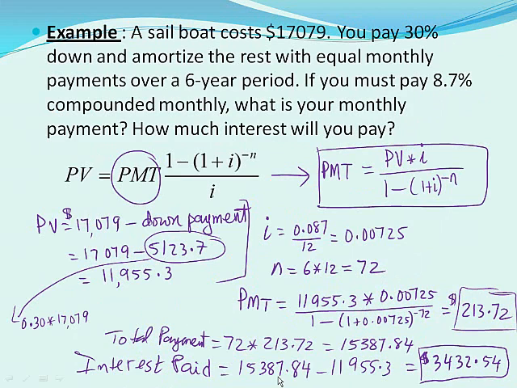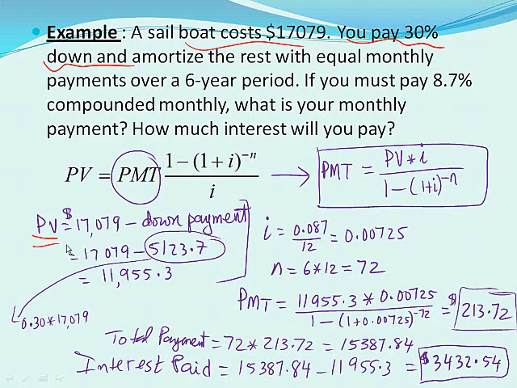Next example. A sailboat costs $17,079 and you pay 30% down and amortize the rest with equal monthly payments over a 6-year period. If you must pay 8.7% compounded monthly, what is your monthly payment and how much interest will you pay? This is a typical amortization problem because we need to make a 30% down payment. So the actual loan amount is only the cost of the boat less 30%. So we calculate that here.